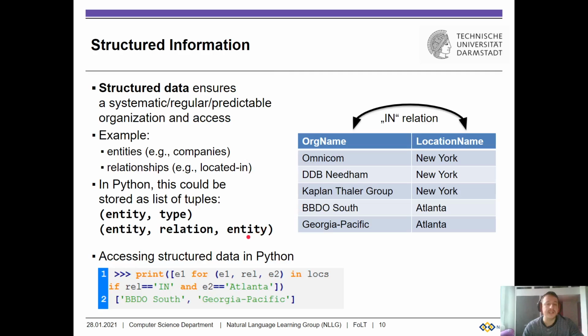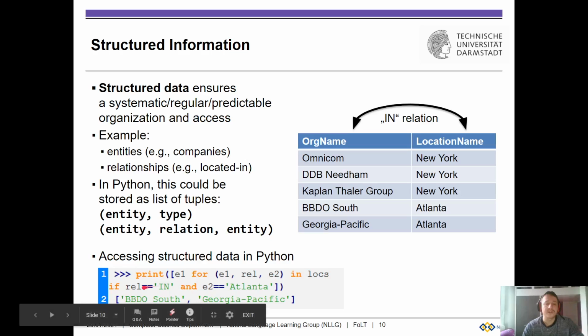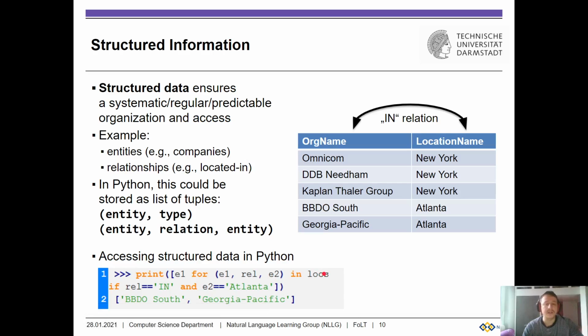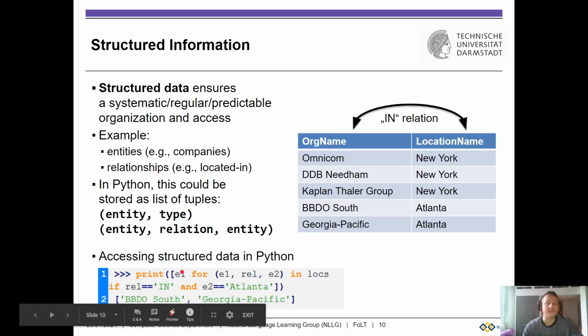Once we have structured data, we can very easily work with it. For example, to find all companies that are based in the location Atlanta, we could use that very simple Python code that goes over all the triples in our table, and gets all those entities E1 that are based in location E2.